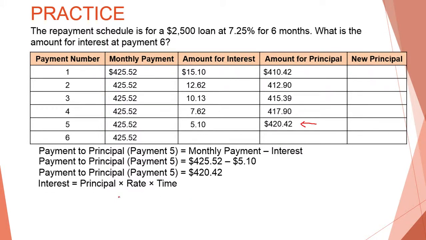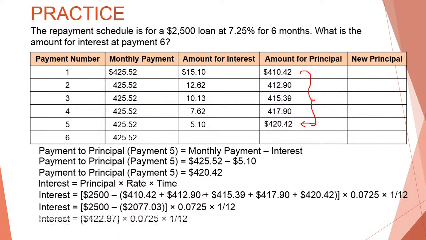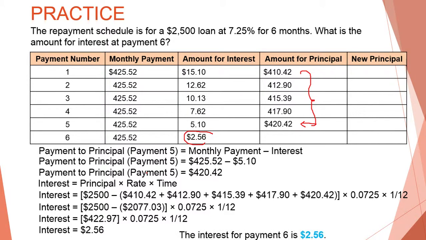So let's plug into that formula. That's 2,500 minus the sum of the first 5 months times 0.0725 times 1 over 12. So the interest is going to be $2.56. That is the amount of interest for payment 6.